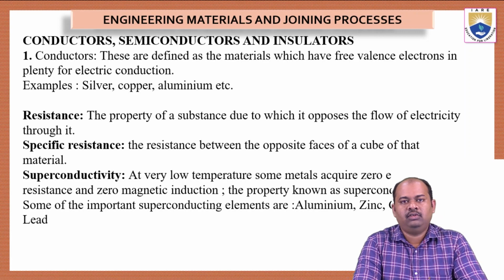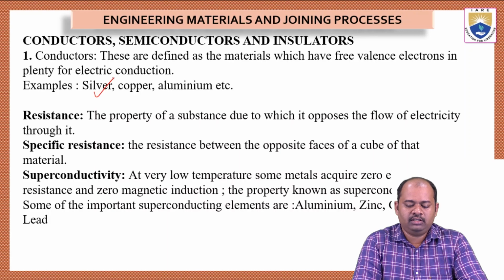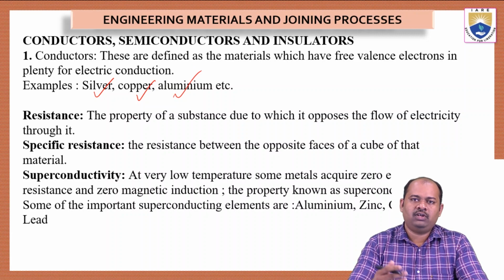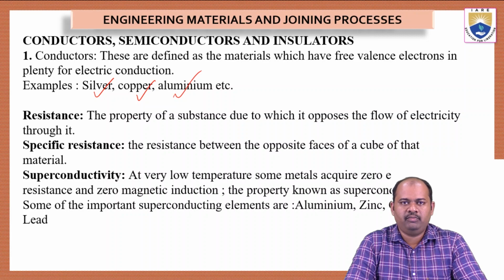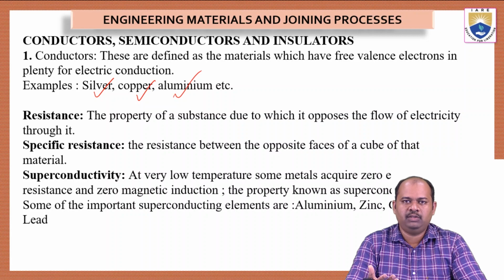First one is conductor. So what is a conductor? A conductor is a material which will allow the flow of electricity through its body. Simple. So the examples of conductors are silver, copper, aluminum. Even gold can also act as a very good conductor, but it is very costly because of its property called malleability. Gold has very few applications, even though it is used in some computer chips and so on. We have some amount of gold present in them.